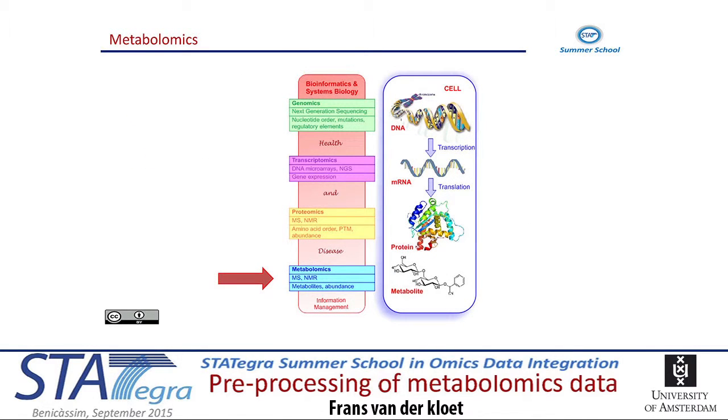If I look at the omics groups in the biological context, bioinformatics and systems biology, then every omics group has its own way of detection. Genomics, for example, you learned about yesterday; it's about sequencing methods. Transcriptomics is also sequencing, but also microarrays. Proteomics is mass spectrometry and NMR. And metabolomics is predominantly mass spectrometry, and that's what I'm going to focus on.